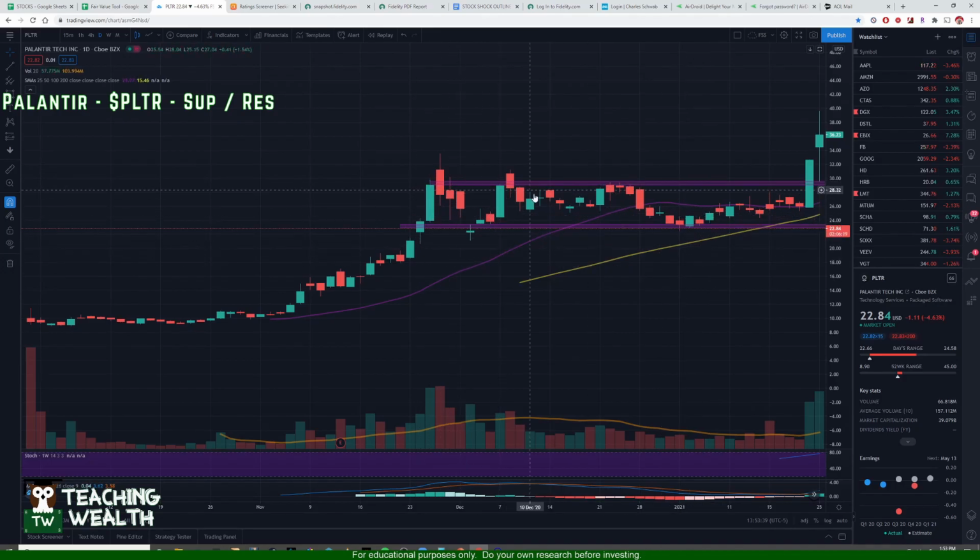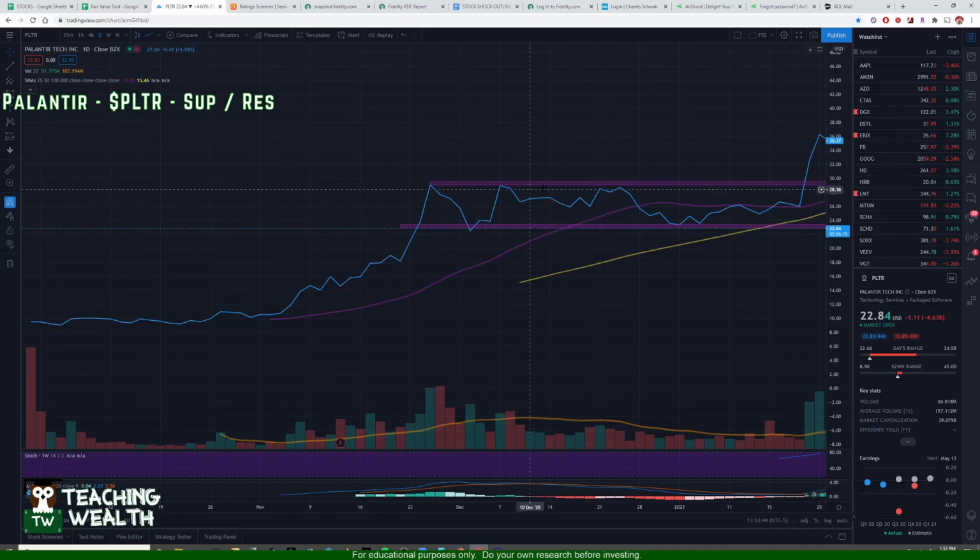And then it traded sideways within this range. When a stock trades like this, it's known as range bound, okay? It's respecting roughly these two lines. Now, what happens with this?